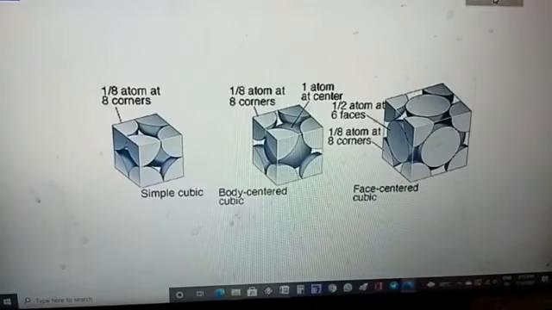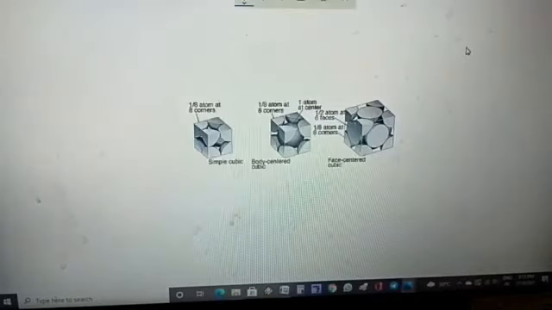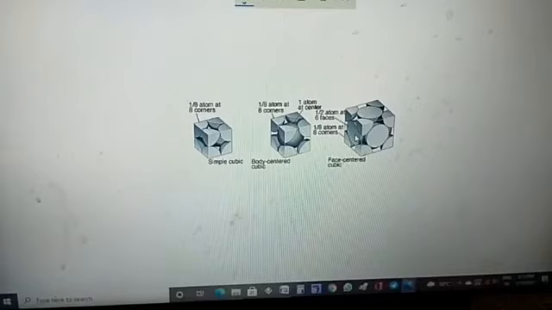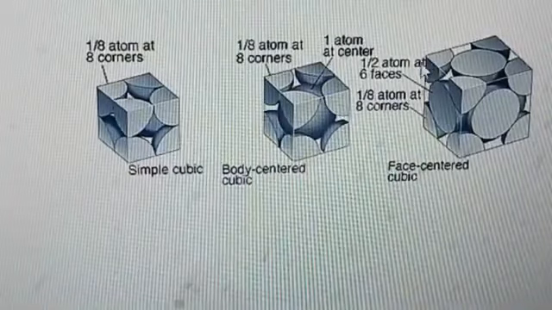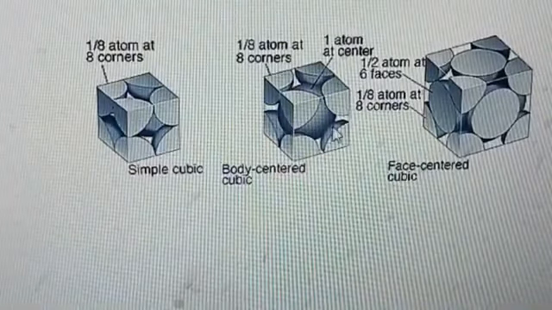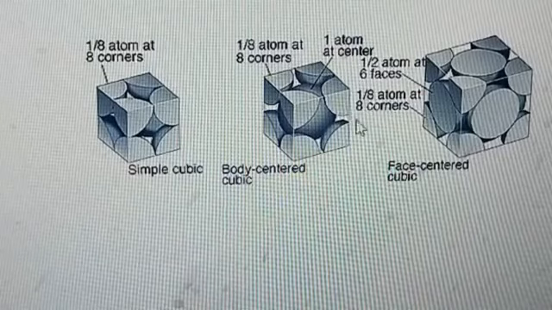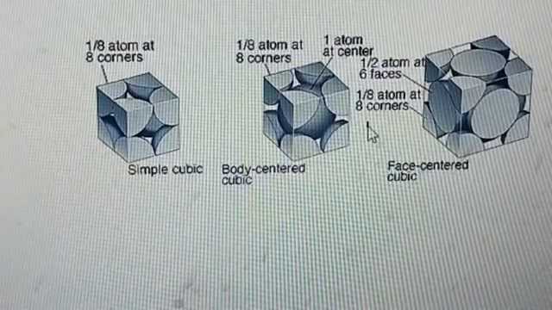As they are shared by 2 adjacent unit cells, now how many unit cells will be present in this? See, 1 by 8 of an atom at 8 corners. Here only 2 adjacent unit cells are sharing that. That means only half atom. So half atom at how many faces? 6 faces are there, no? Half atom at 6 faces. So as usual, 1 by 8 into 8 means 1. Along with that, one more we should consider, that is 1 by 2 into 6.